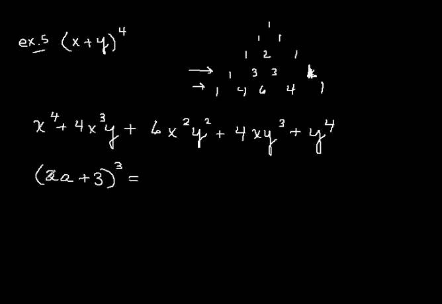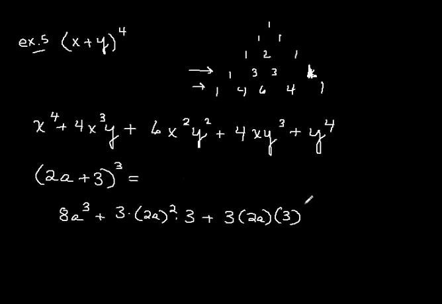So I'm going to just take the first term and I'm going to cube it. So it's going to be 8a cubed plus. Now I'm going to use the 3 times the first term squared. So that's going to be 2a squared times 3. Plus, we have to use the 3 again. 3 times, this time it's just going to be 2a, and now we're going to square the second term, and then finally it's the last term cubed, which would be 27. And then of course you just have to simplify it.